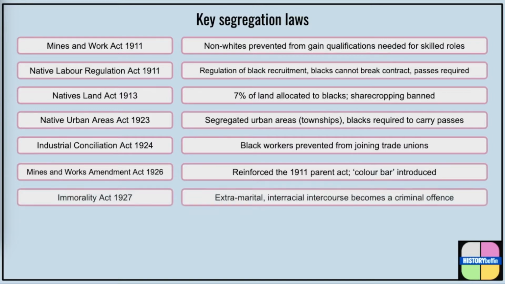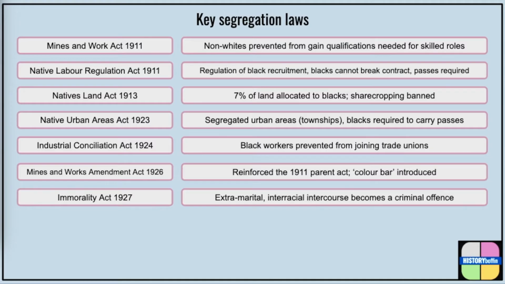The Immorality Act was significant in that it signalled segregation within private lives and was a foundation for many of the petty apartheid laws that followed. Prison sentences of up to 5 years could be issued to anyone caught having extramarital interracial relations.